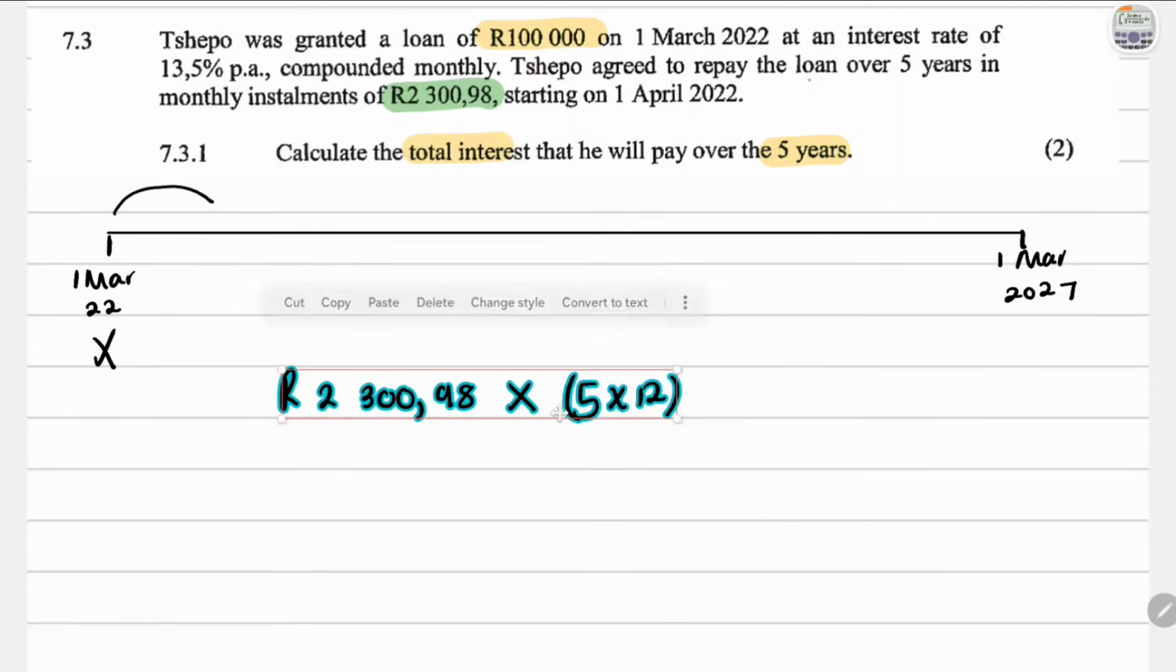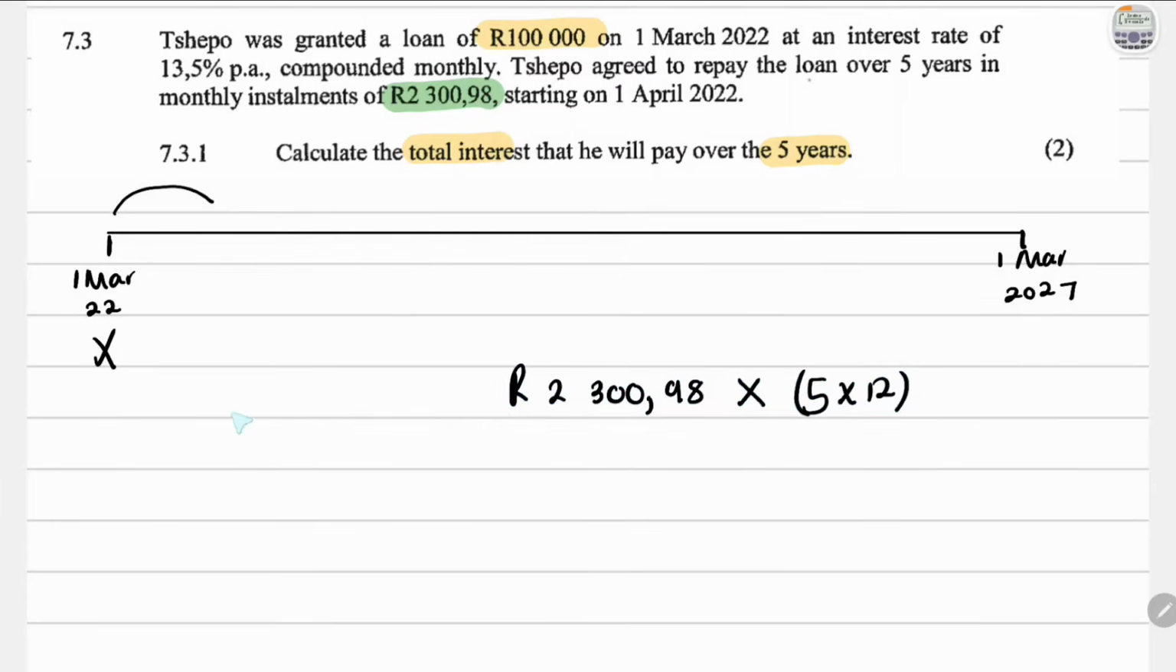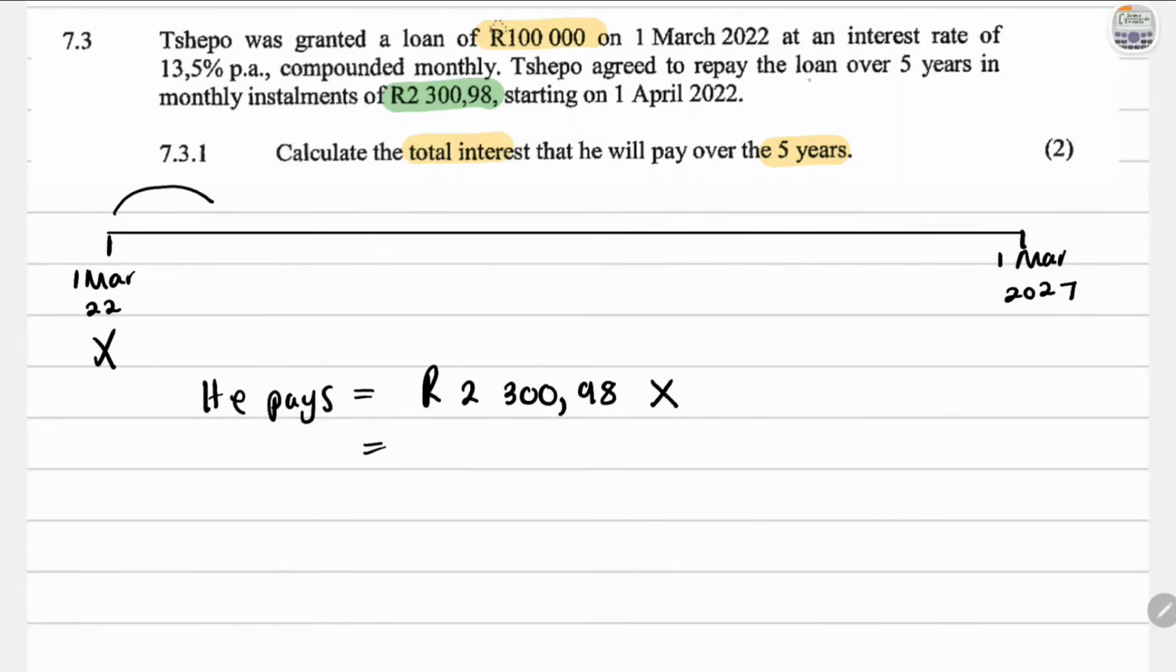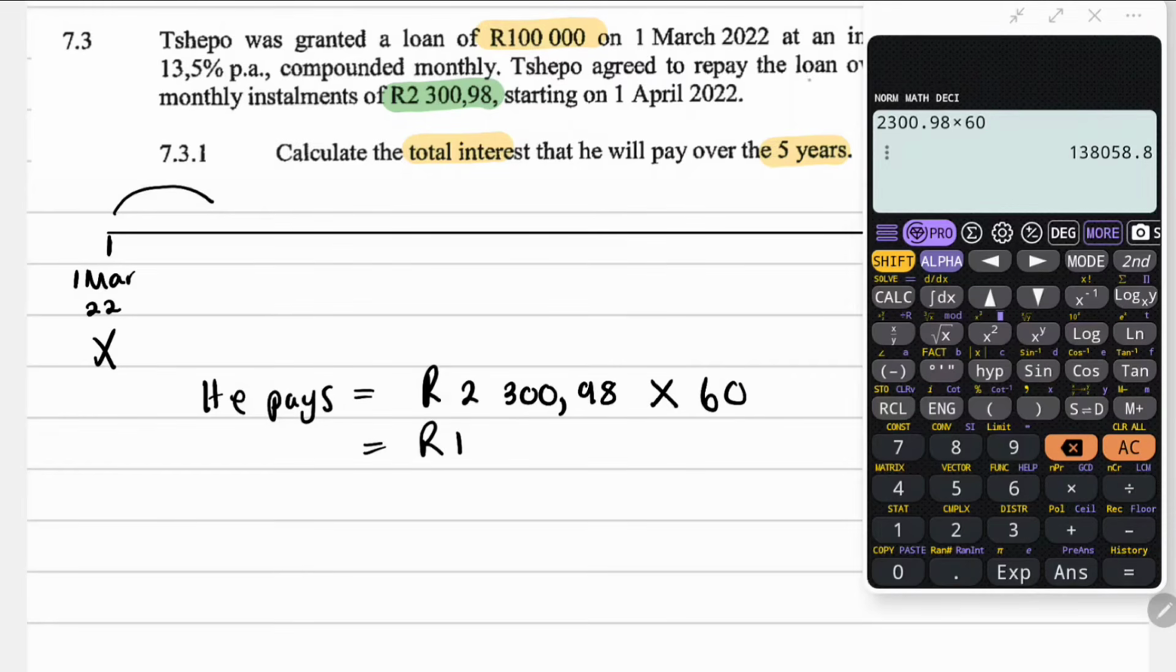And let me actually title it that. So he pays, first of all, this amount. And then we can find out exactly how much this is first. I should just say times 60, honestly. 60. Okay, so he pays exactly 138,058.80 in total.